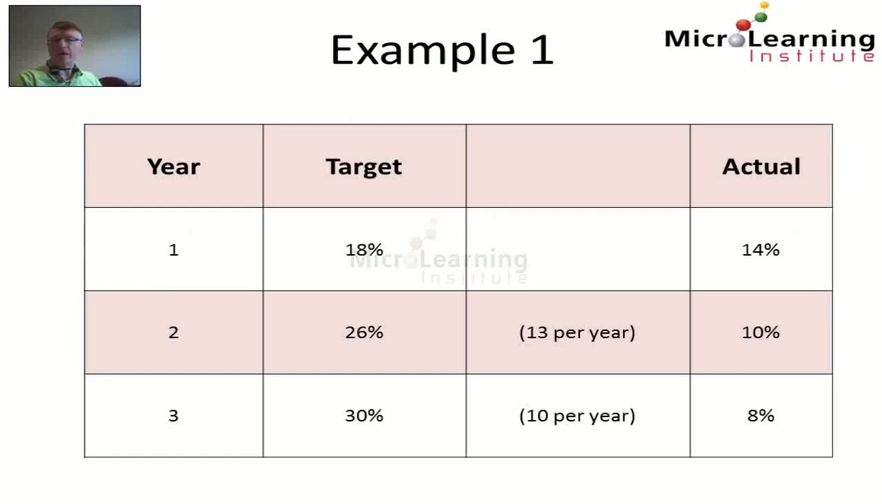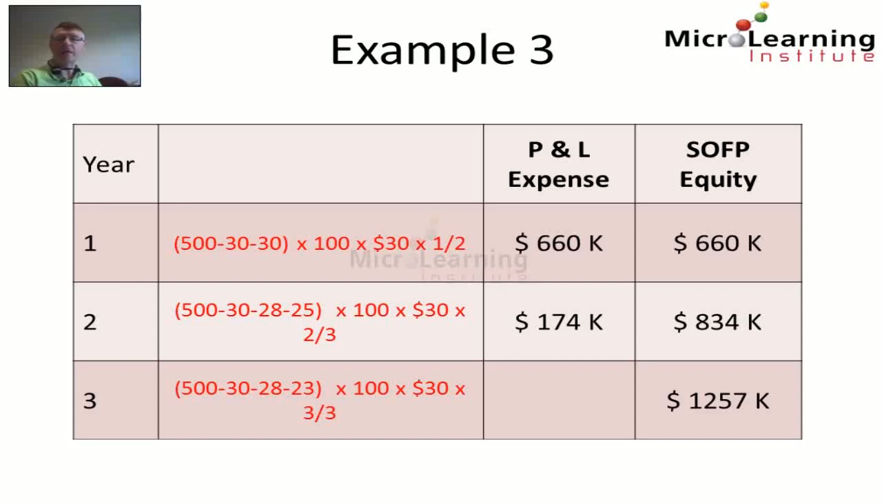We can see that our actual performance is 14% in year 1, plus 10% in year 2, plus 8%. So our cumulative improvement has been 32%. So we have exceeded the target of 30% that allowed the shares to be vested at year-end year 3. And now let's look at the cumulative equity to be recognized at year-end year 3.